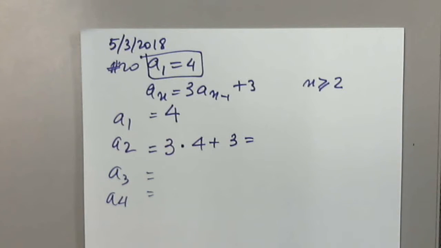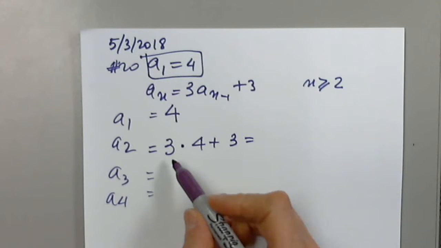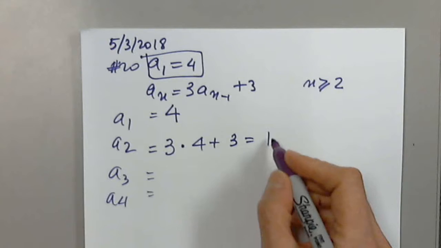No, like I said, I just sat down and I forgot how to do the whole thing. Okay. So 3 times this is 4, easy. 3 times 4 is 12 plus 3 is 15.